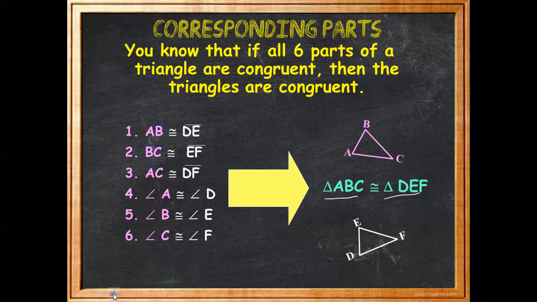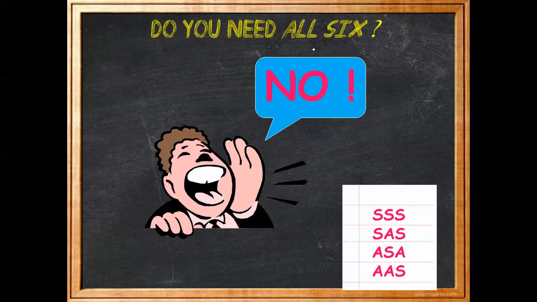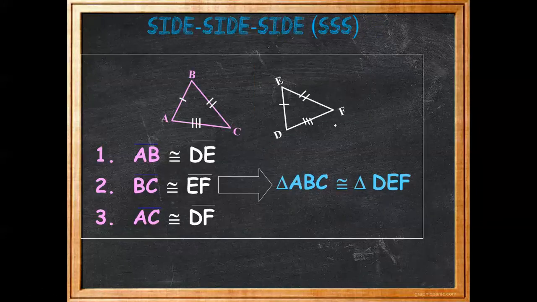But do we need to know all 6 of those things? Do we need to know that all 3 sides are congruent and all 3 angles are congruent in order to prove that those are congruent? No, we do not. We have 4 ways of proving that a triangle is congruent just by knowing 3 things about them. Side, side, side, side, angle, side, angle, angle, side, and angle, angle, side are the 4 things we're going to go over. The first one is side, side, side.